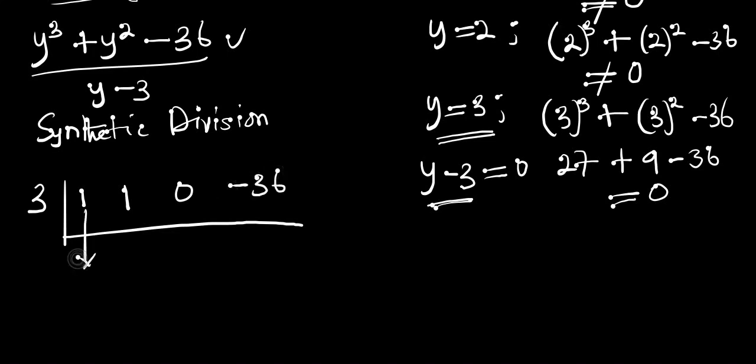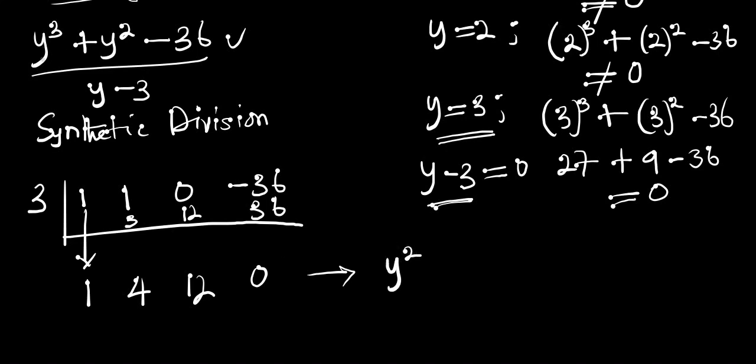We bring down the first one here. We multiply this 3 by 1, we have 3. We add 1 plus 3 and we have 4. We multiply this 3 by 4 and we have 12. We add 0 plus 12, we have 12 again. We multiply 3 by 12 and we have 36. When we add negative 36 plus 36, we have 0. Now, this actually translates into the 1 here, which is the coefficient of the first term, which is y power 2.